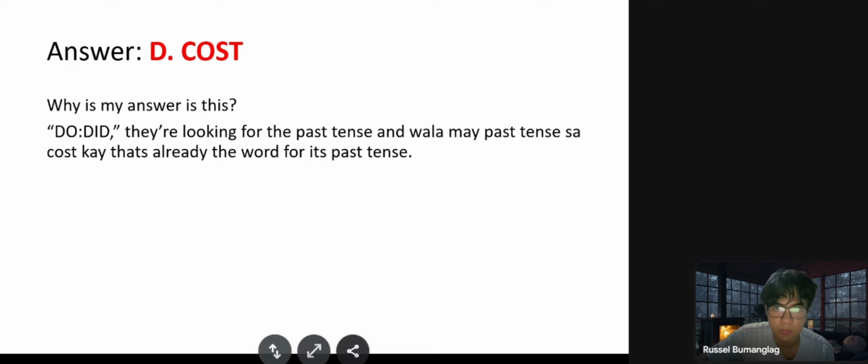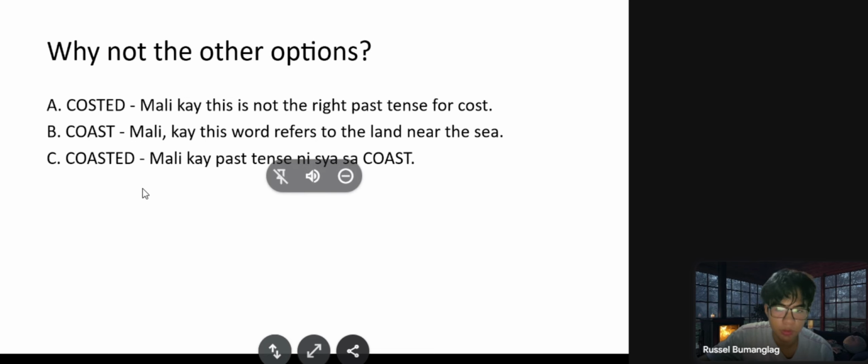Cost. So why not the other options? A. Costed. Mali kay this is not the right past tense for cost. B. Coast. Mali kay this word refers to the land near the sea. And C. Coasted. Mali kay past tense ni siya sa coast. So that's why they're all wrong.